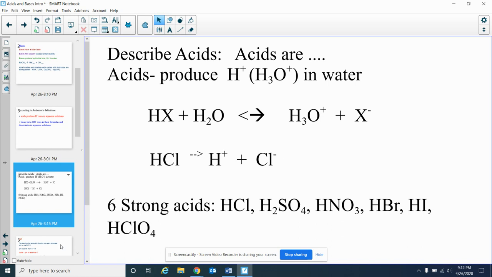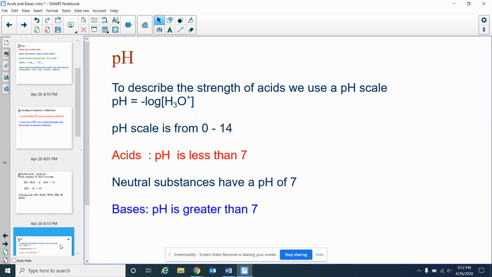When they're mixed with a base, we can describe the strength of an acid with what's called the pH scale. And pH, the formula for it, is minus the log of the H3O plus or H plus concentration.